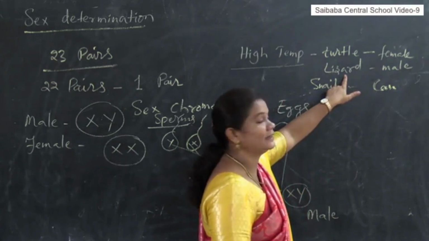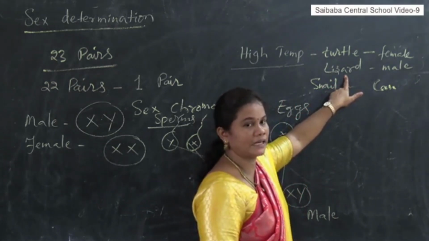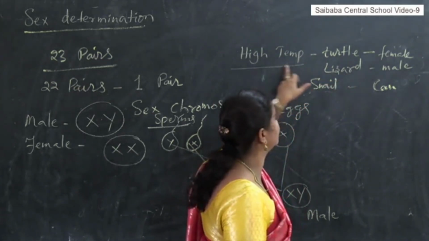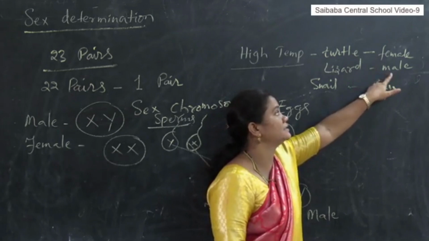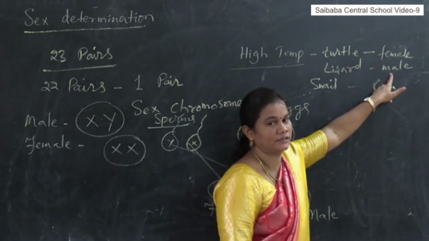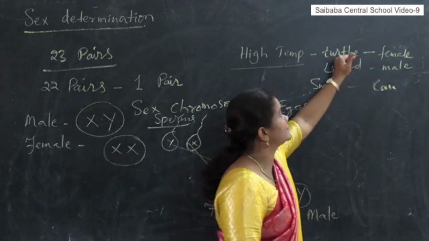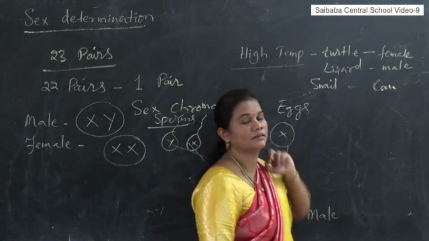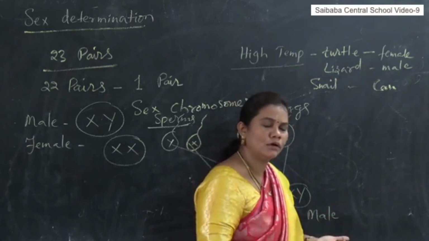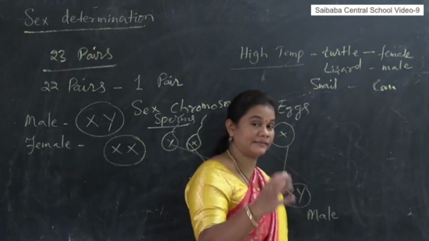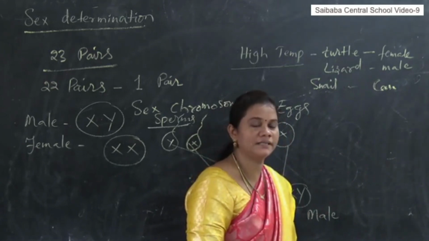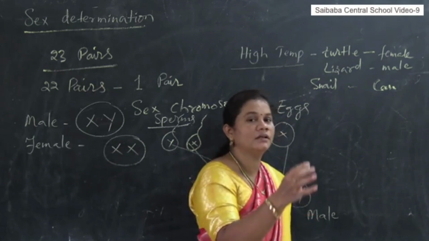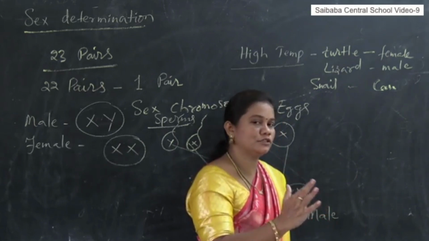Whereas in a lizard, which is also a reptile, at the time of incubation, if the mother lizard provides high temperature during incubation, that egg will turn into a male lizard. Are you getting my point? So in some animals, especially reptiles like turtles and lizards, genetics has no role in determining their sex. Here the temperature plays an important role. That means environmental factors play an important role in determining the sex of some of the reptiles. It is not applicable to all.